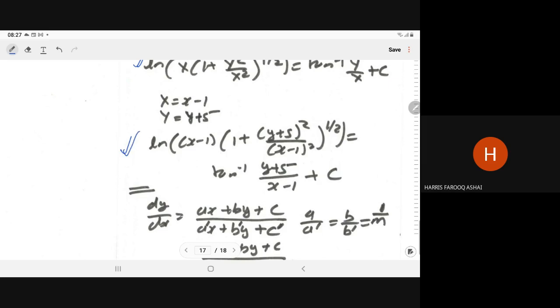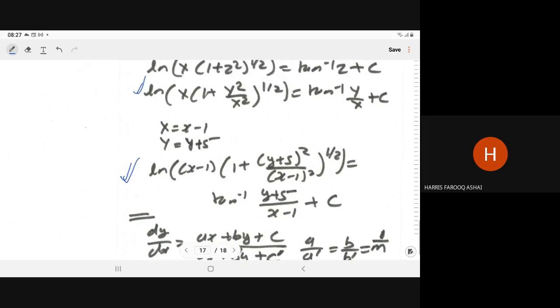ln of x minus 1, into 1 plus y plus 5 upon x minus 1 whole square, whole power 1 by 2, is equal to tan inverse of y plus 5 upon x minus 1 plus c. So commonly we have seen in exams, you forget to resubstitute this part. So please take care about this, when we have this type of question.